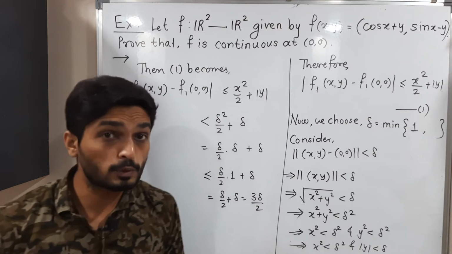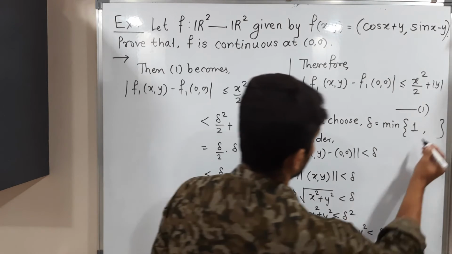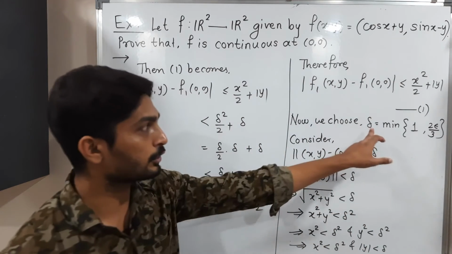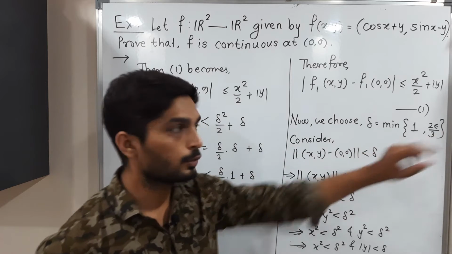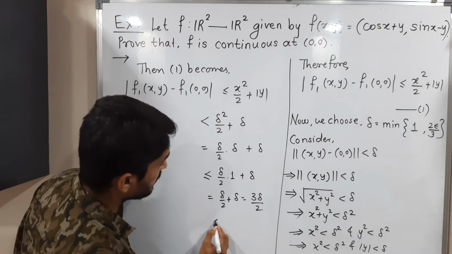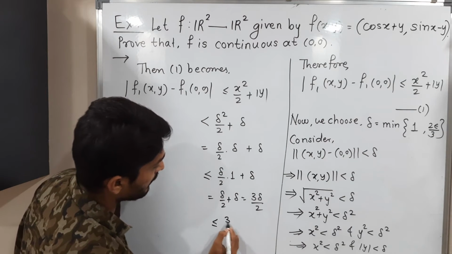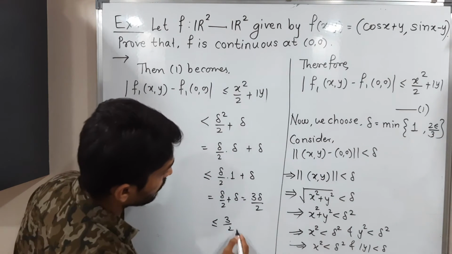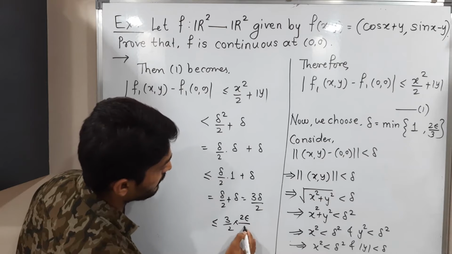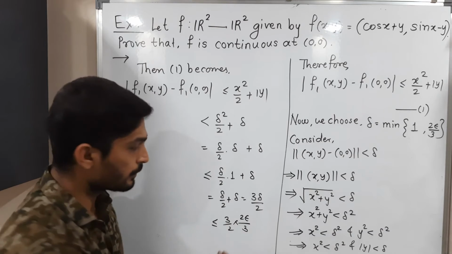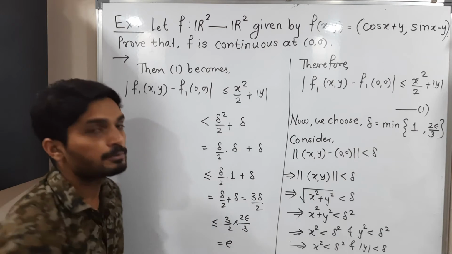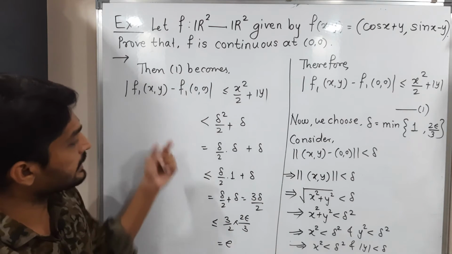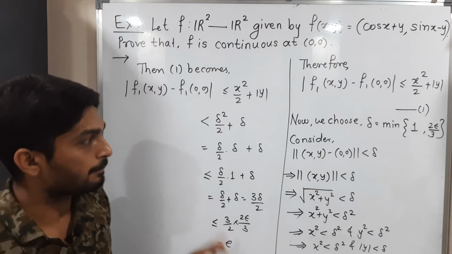But we want epsilon there. So what will I take? I will take 2 epsilon by 3. My choice of delta should be minimum of 1 and 2 epsilon by 3. So because of that, this is less than or equal to 3 by 2. Delta is less than or equal to 1 and less than or equal to 2 epsilon by 3. So 2 epsilon by 3. So 3 will get cancelled, 2 will get cancelled, and what will we have? Epsilon. So finally we got epsilon there. So in this way we proved this one is less than epsilon.